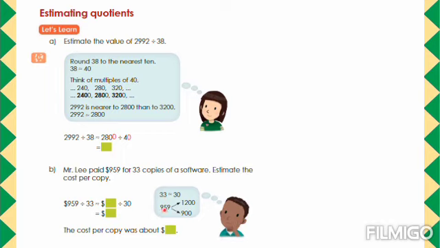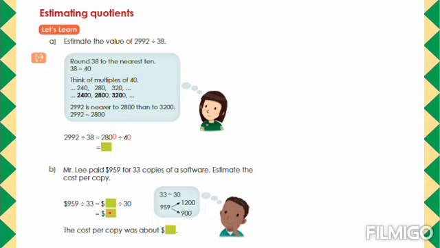And then, class, you're going to find the multiples of 30. We have 900 and 1,200. You are going to identify, class, which of these two multiples is closer to 959. Okay, so the closer one there is 900. So therefore, class, we'll use 900 here since that is closer to our dividend.